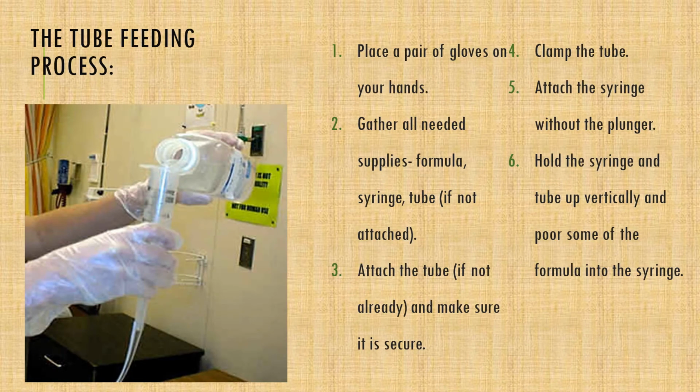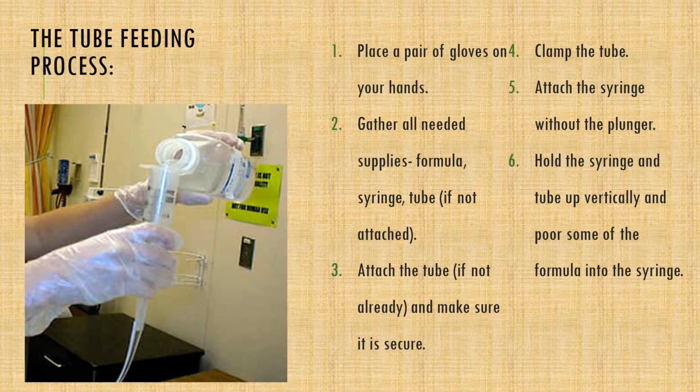When a child requires tube feedings, whether at home or at school, there are several steps that must be followed. First, you should place a pair of gloves on your hands. Second, gather all the supplies you need. Third, you're going to attach the tube to the button and make sure it's secure.